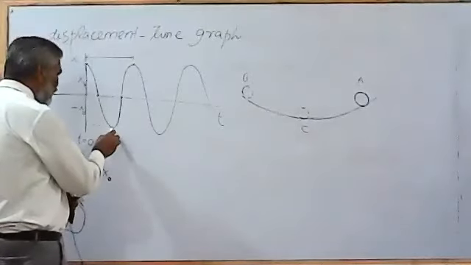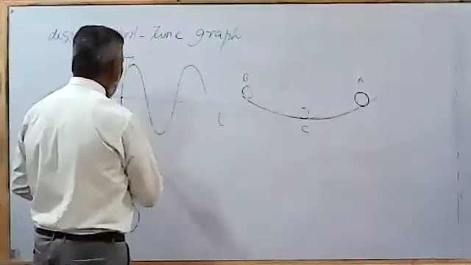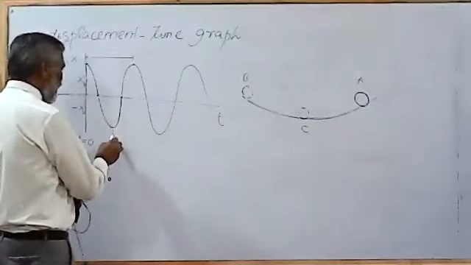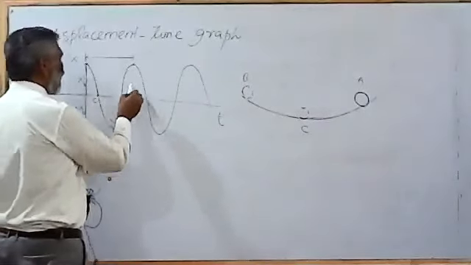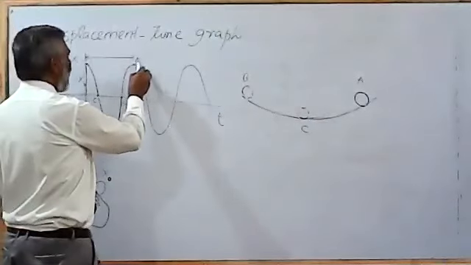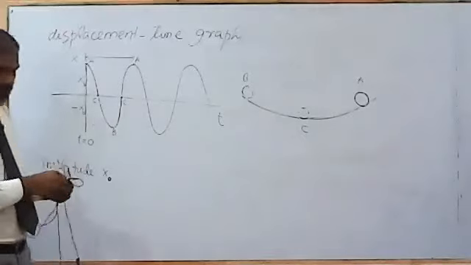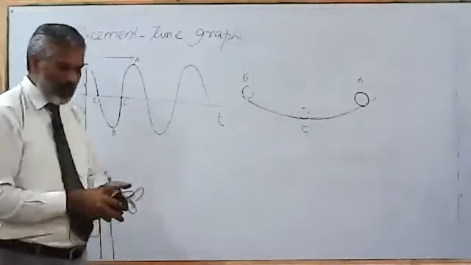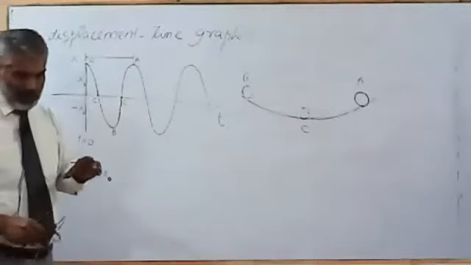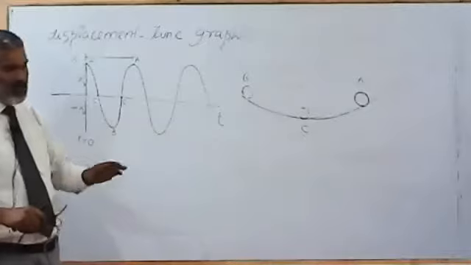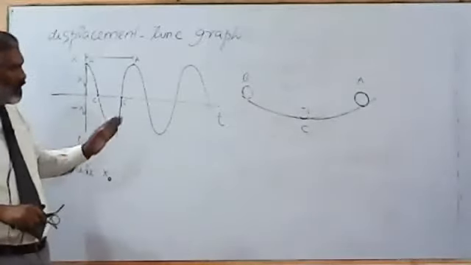And this is the instant when it is at this extreme, which we have labeled as B. So it is at B here, it is at C here, and it is at position A again, and this is the same position where it started. So in the oscillatory motion, we need to understand from this graph where that object is, at which particular instant, what is its position during the oscillation.